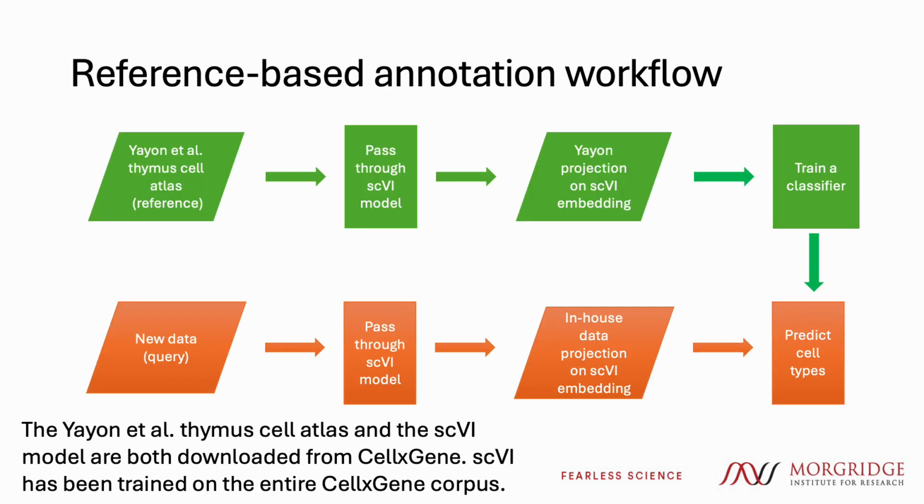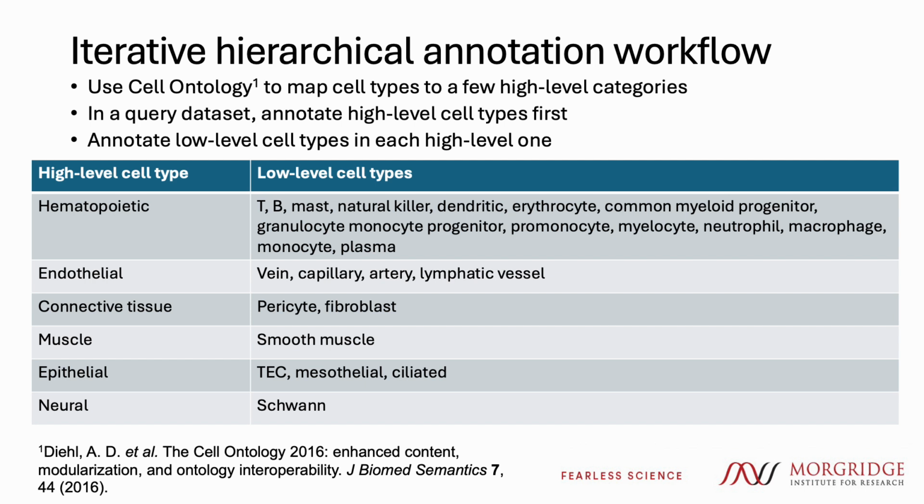In the reference-based workflow, we use the scVI model to project both query and reference datasets into the same embedding. We then train a random forest classifier on the reference and apply it to the query to predict cell types. We leverage the cell ontology to annotate cell types in a hierarchical fashion. We first partition the dataset into high-level cell types, then find subtypes of each high-level type.